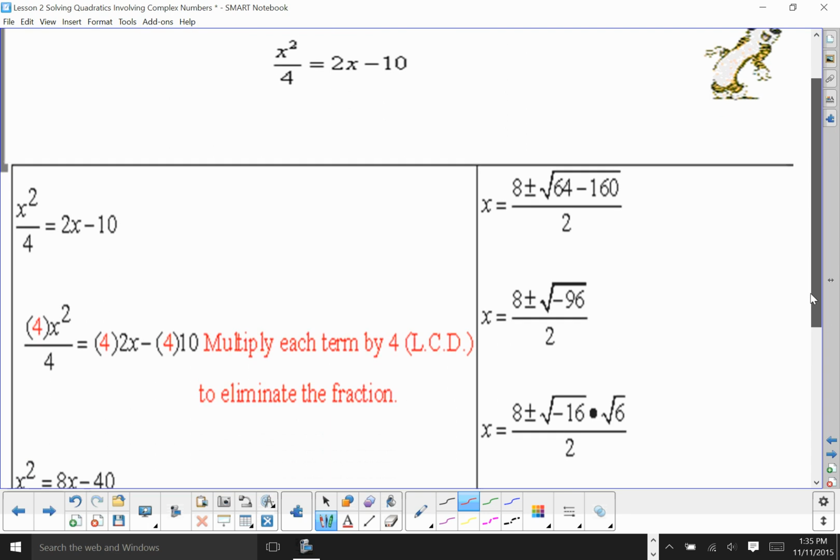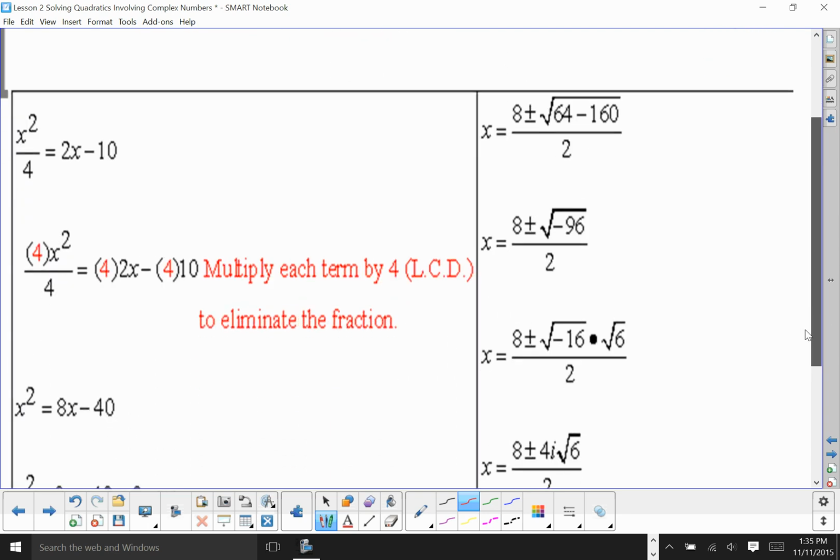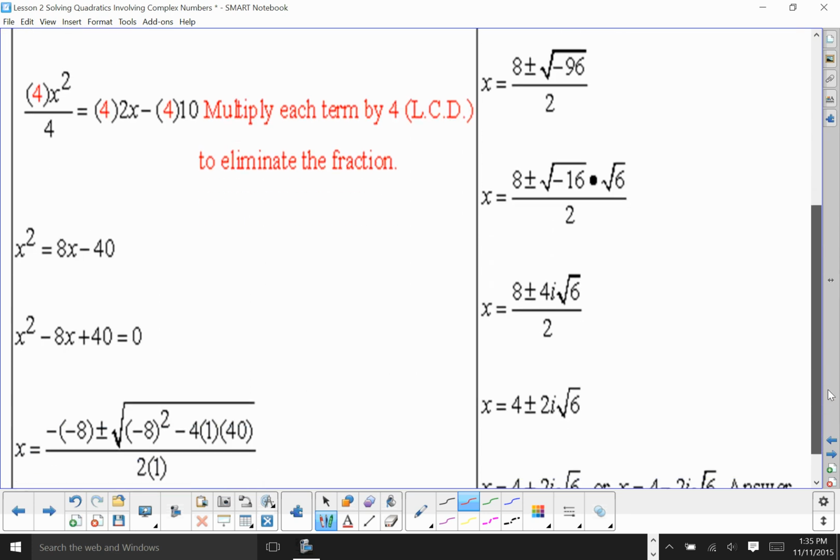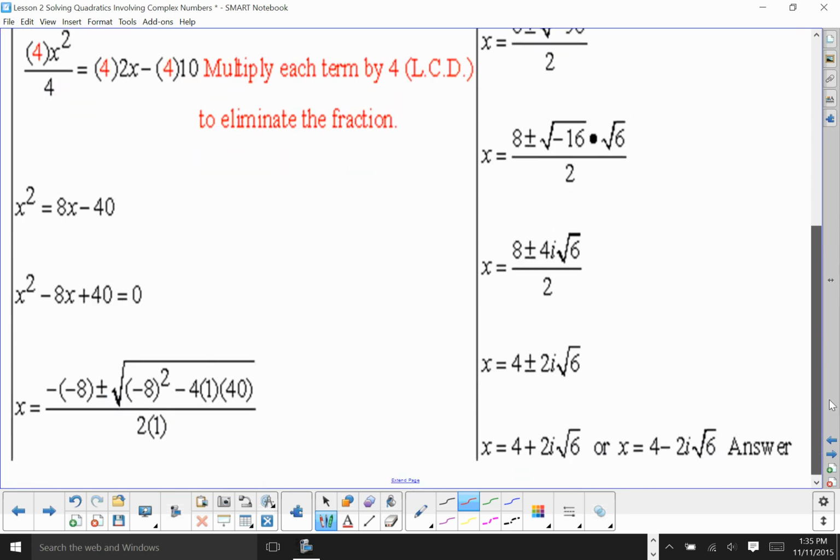Okay, realize first, and we're going to go down the left side and then down the right. First thing, you need to get rid of the fractions. So you multiply every term or both sides by 4. Then you move everything to one side or the other. Once you've done that, you've got it in standard form, and so you can set up to solve the quadratic formula. Negative b plus or minus the square root of b squared minus 4ac all over 2a.